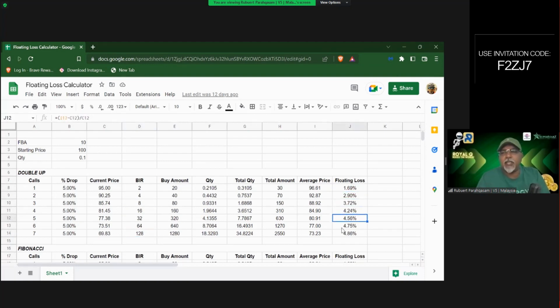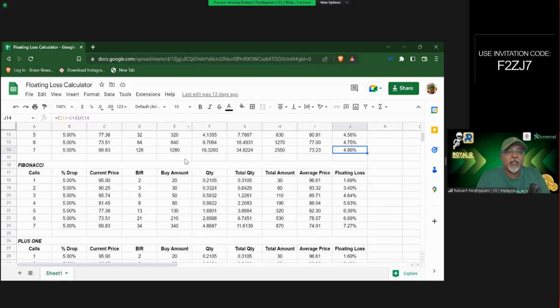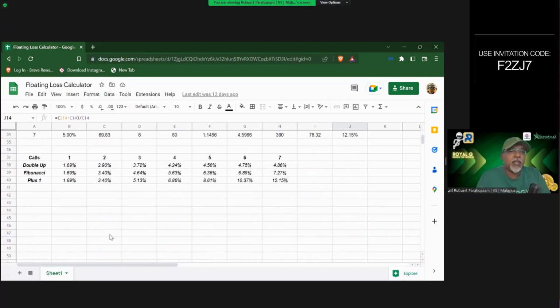As you can see, the deeper we go, the bigger the floating loss is. And this is for double up, yeah? I've already done this for Fibonacci and +1, so I'm going to go straight to the comparison. Let's take a look at this.